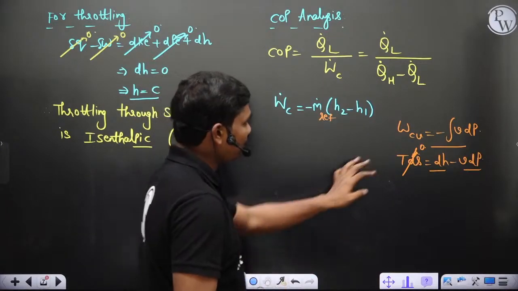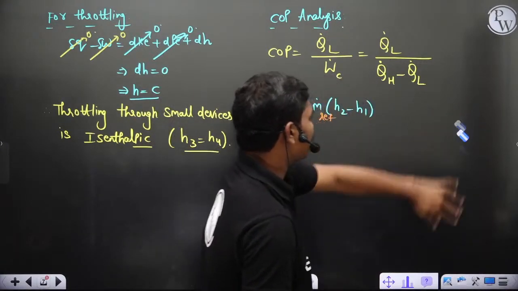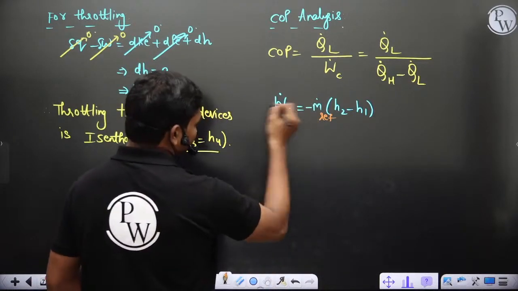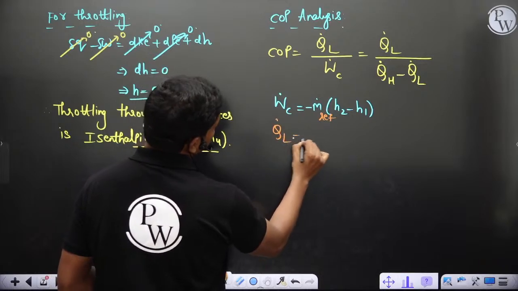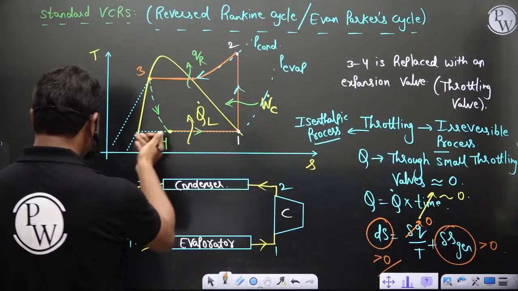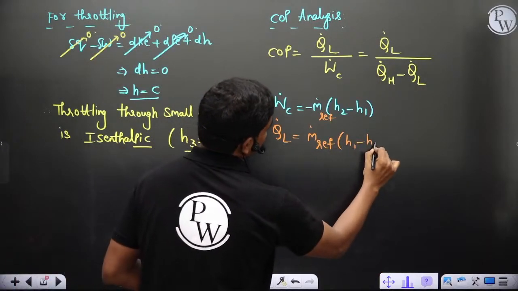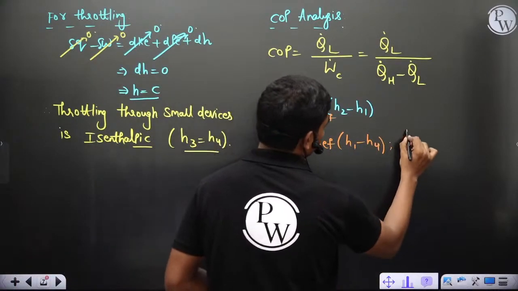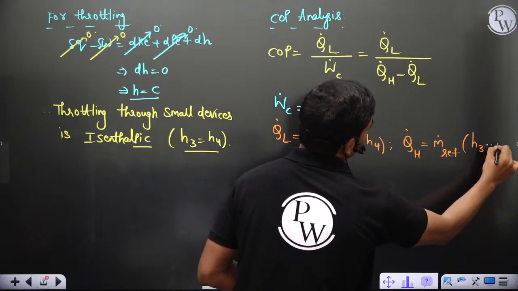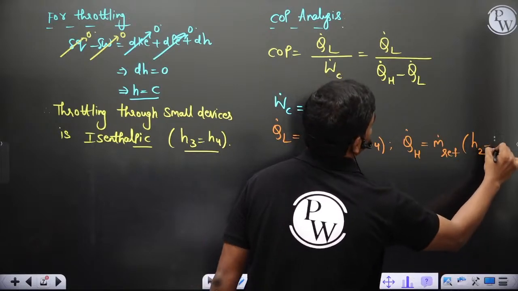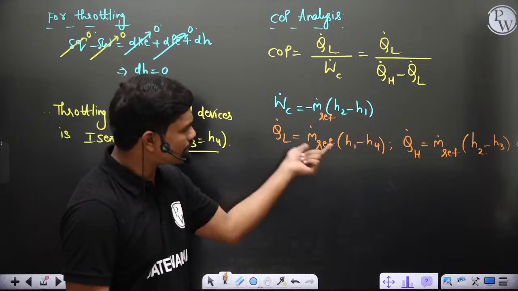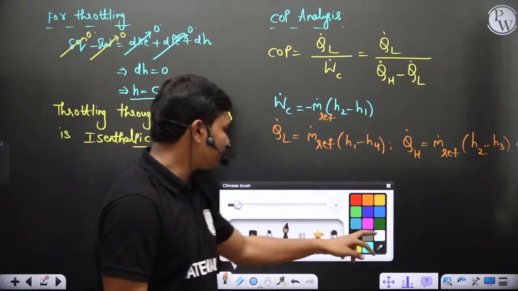Fine. So let's see. Anyway, this is the expression. Now clearly at constant pressure, this is work input to the compressor. So Q dot L is m dot refrigerant times the change in enthalpies, because it is a direct phase change, H1 minus H4. And Q dot H is clearly m dot refrigerant times H2 minus H3. This is the magnitude. These are the magnitudes, and these two are at constant pressures, and of course this is at constant temperature also.